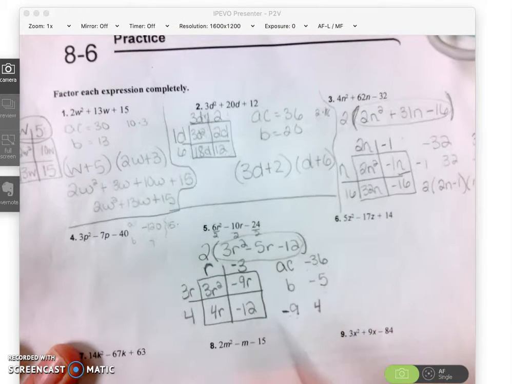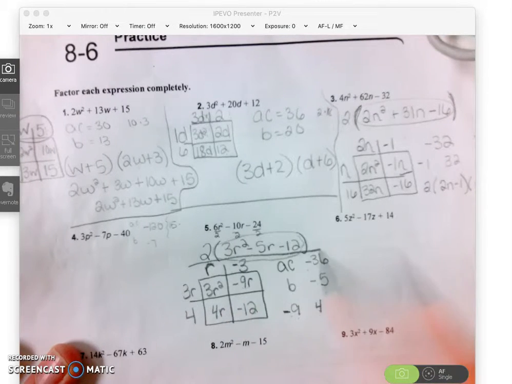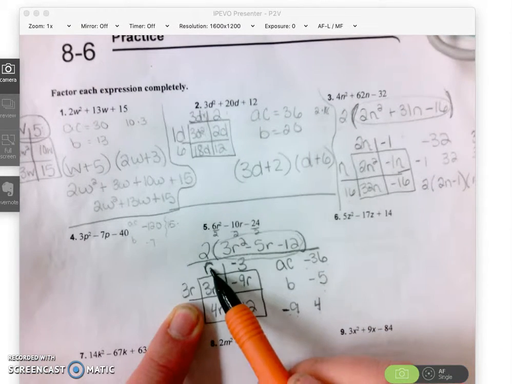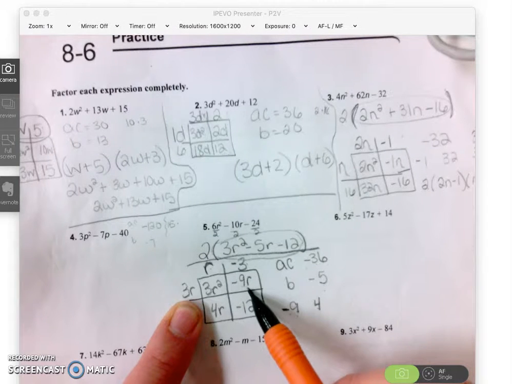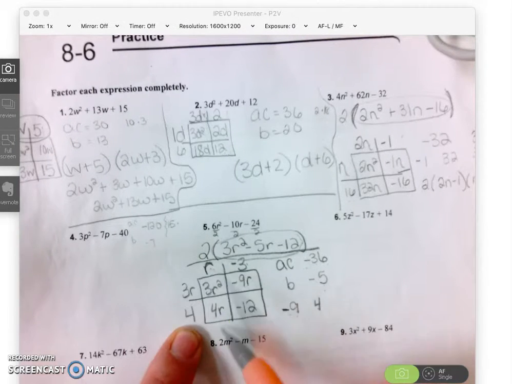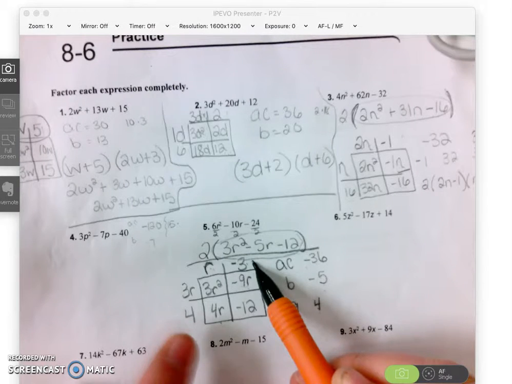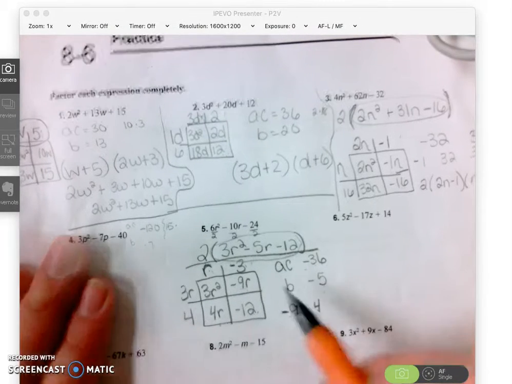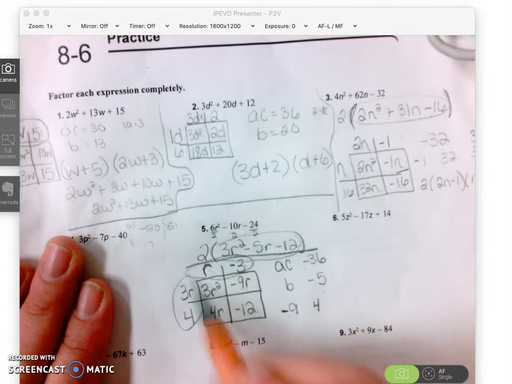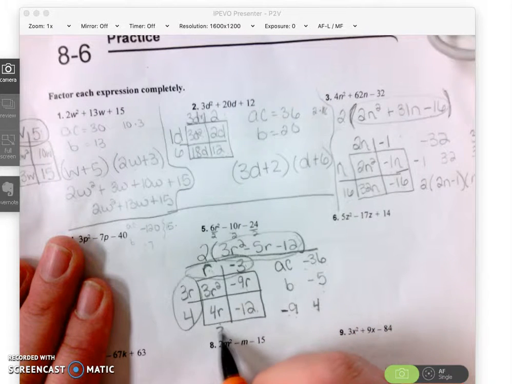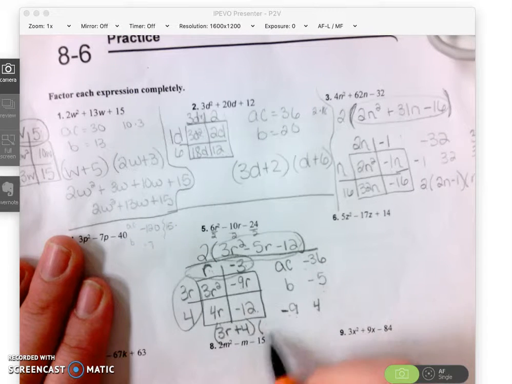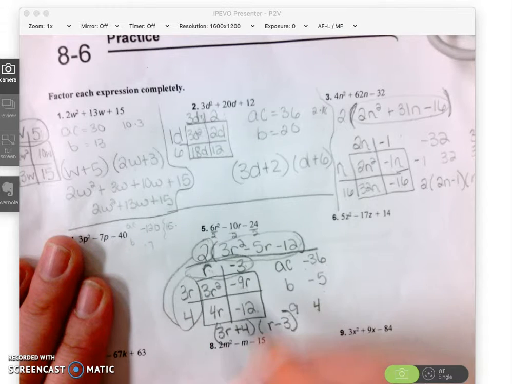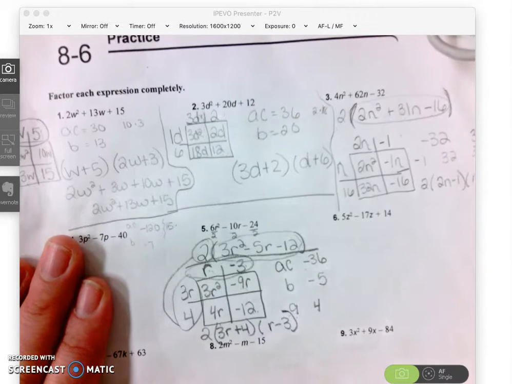I want to make sure to go back and double check. R times 3r is 3r squared. Negative 3 times 3r is negative 9r. R times 4 is 4r. Negative 3 times 4 is negative 12. So I have my two binomials now: 3r plus 4 multiplied by r minus 3. And not to forget, my 2 has to come down here. Completely factored.